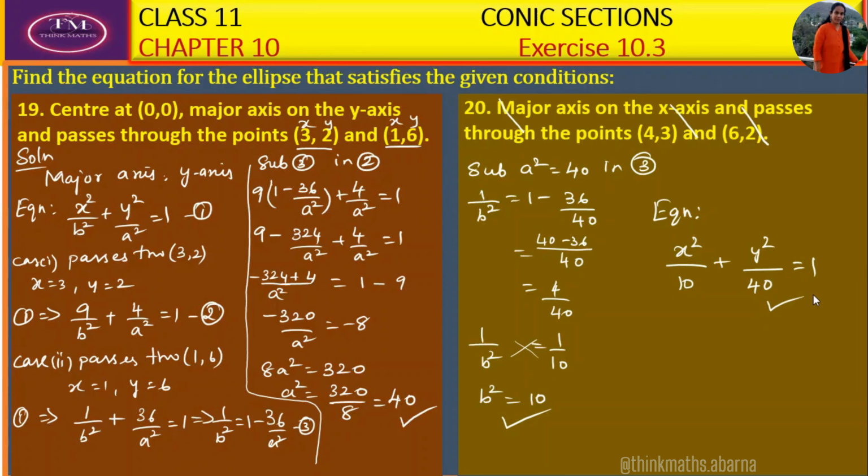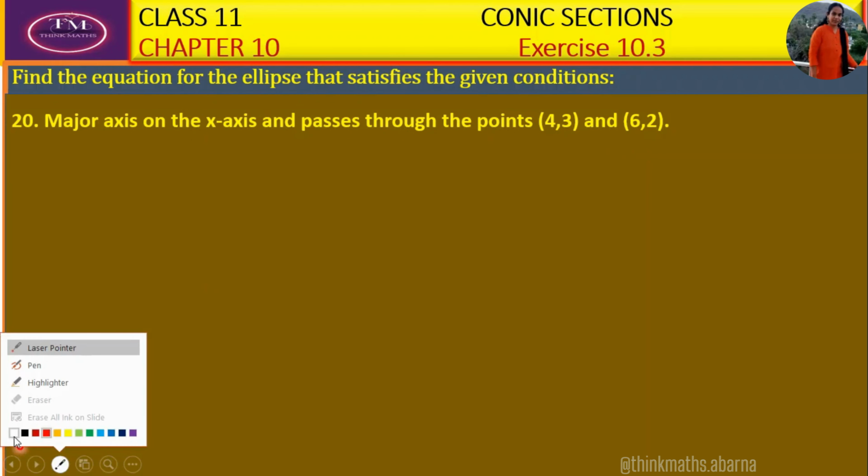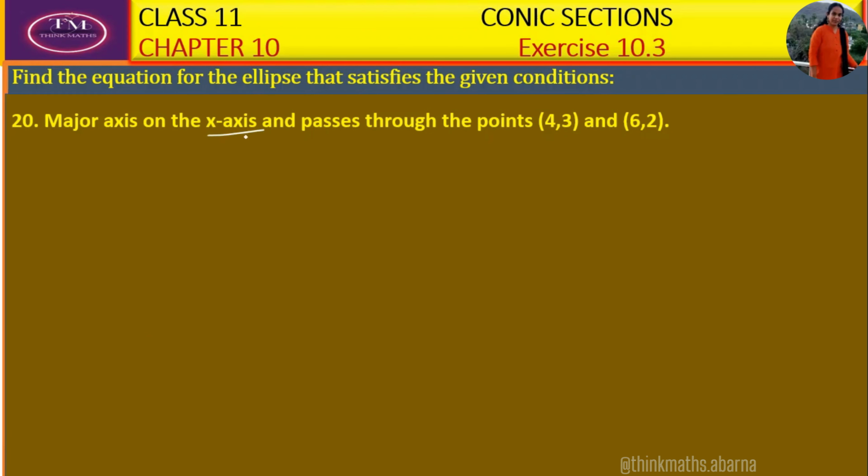Clear? So shall we move on to the next question? Last question of this exercise. So last one, 20th question. Major axis is on the x-axis and passes through the points (4, 3) and (6, 2). So they gave the major axis. The major axis is given as x-axis. So in the same way, we have to do as 19th problem.